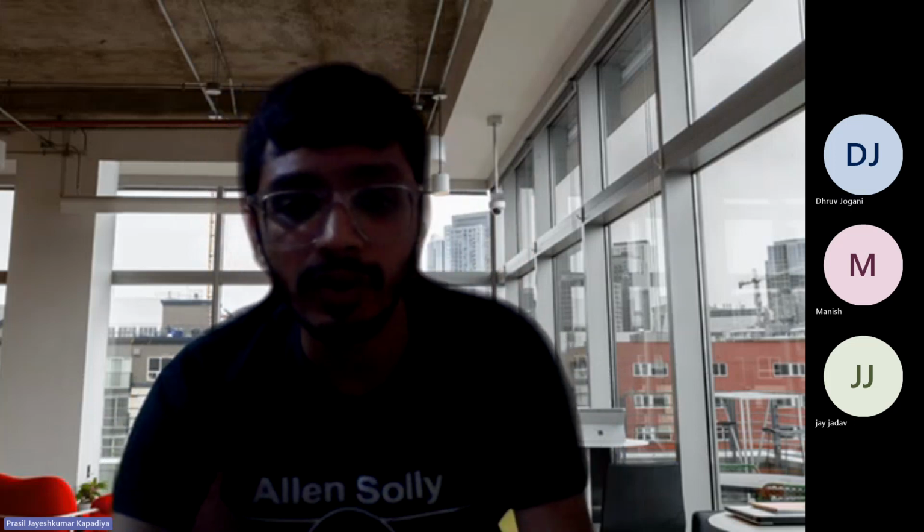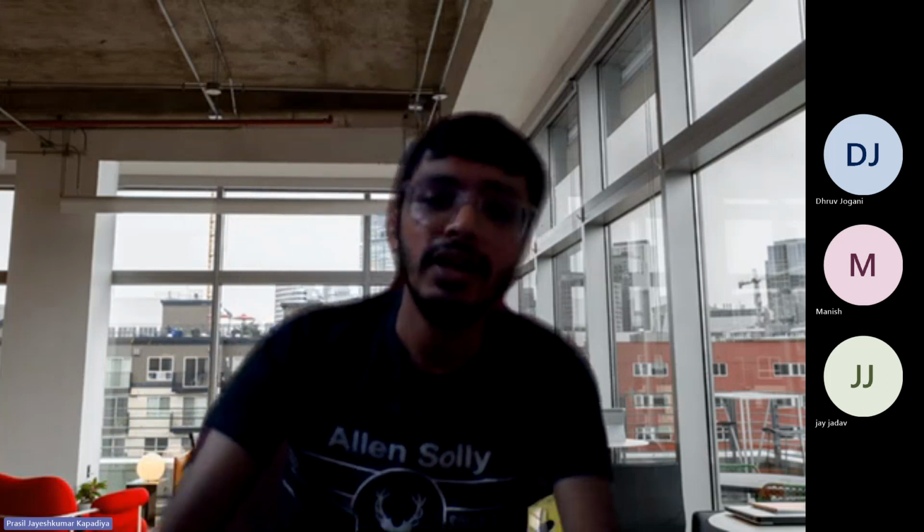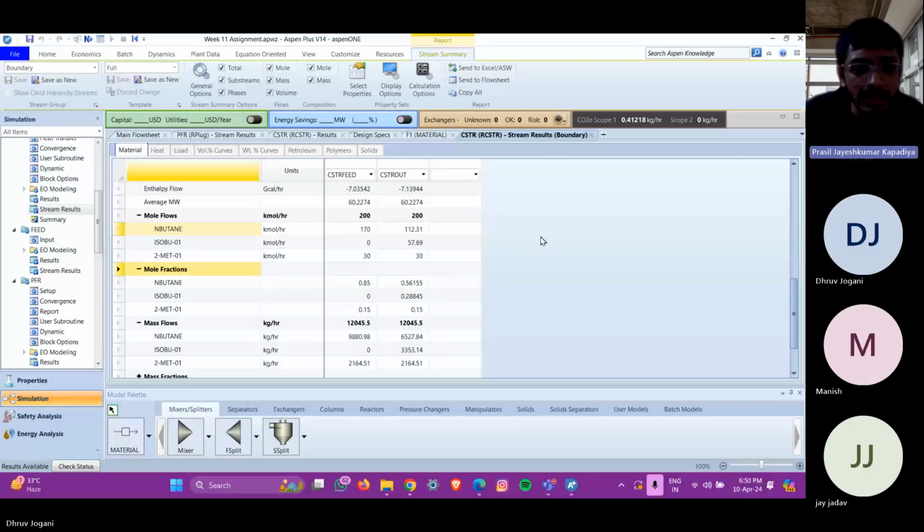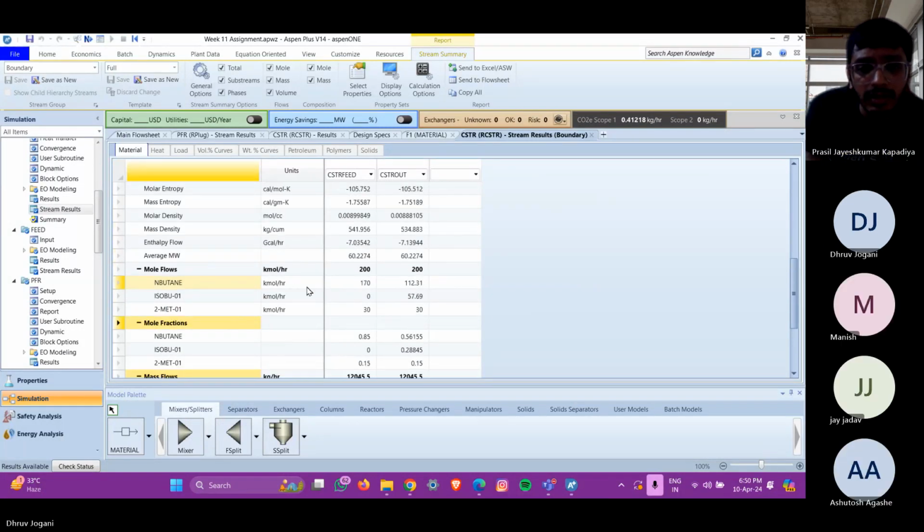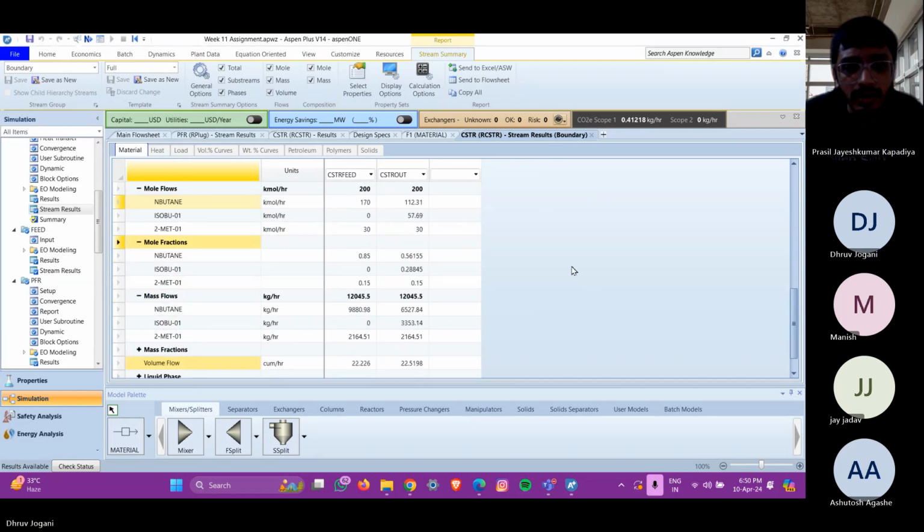Sir, you are not audible. Hello. Yes, Dhruv, I will just share my screen to show you that epsilon part. Or I can just tell you: in this case, your epsilon value is zero, so it won't be affected by the inert. Your conversion will be 1 minus Ca by Ca0 only, because your epsilon is zero. One mole is converting into one mole only. That's why. You can check this from Levenspiel's chapter 5. So your conversion is 1 minus Ca by Ca0.